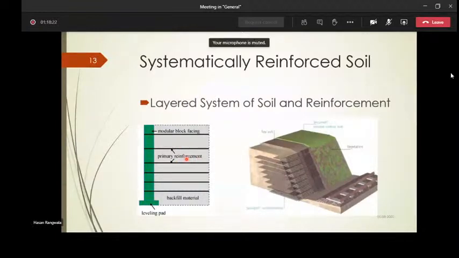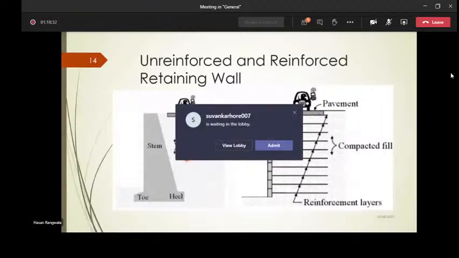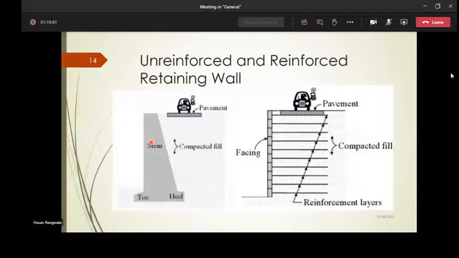Okay, now we go to some of the applications of this. Therefore this is one of the applications of the reinforced earth wall. So here if you see this wall, okay, I have to go with the complete concrete wall, while in comparison to this, here I have got some layers of soil and reinforcement on the right side.